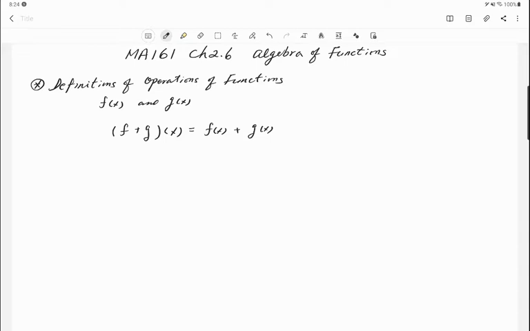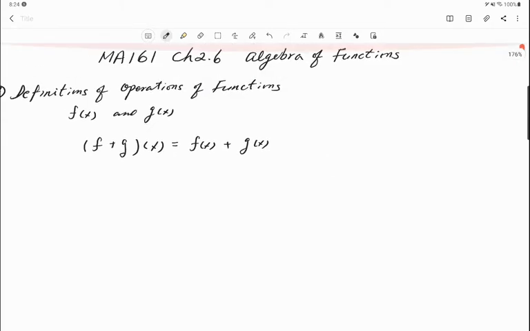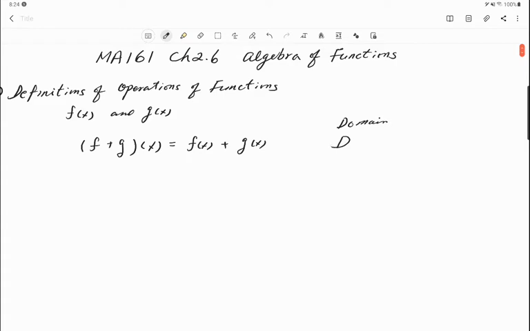Then how about the domain? This is the important part. The domain is always the intersection of the two functions' domains. So it's the domain of f intersected with the domain of g. The functions are all different.